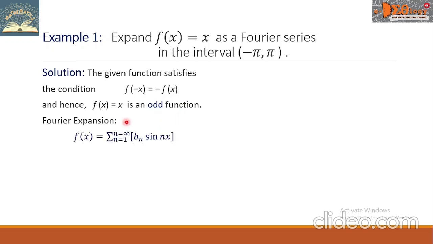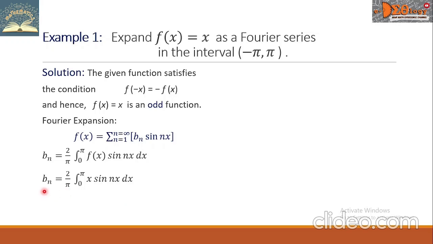So for odd function, the Fourier expansion formula is simplified into like this. Then the b sub n formula is equal to 2 over pi times definite integral from 0 to pi of the function f of x times sine nx dx. Substituting based on our given problem f of x, we have now this b sub n equals 2 over pi times definite integral from 0 to pi. F of x is now changed into x times sine nx dx.